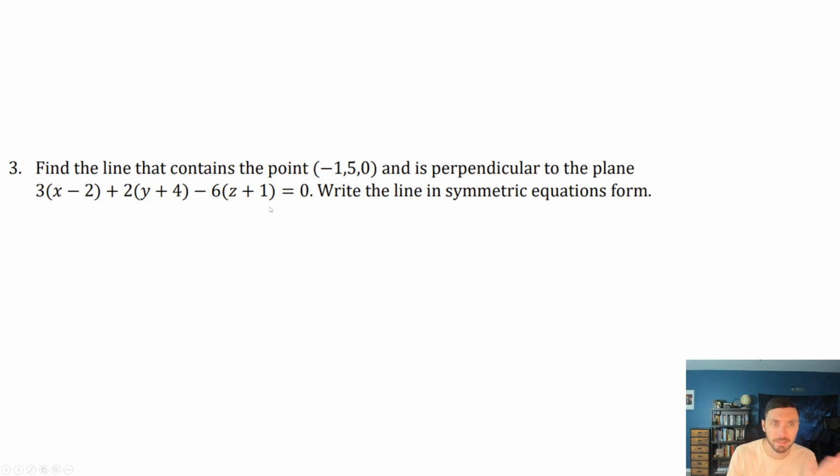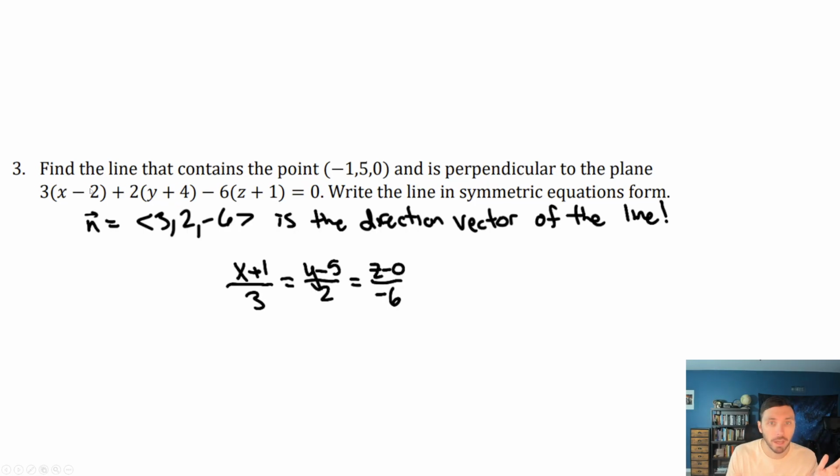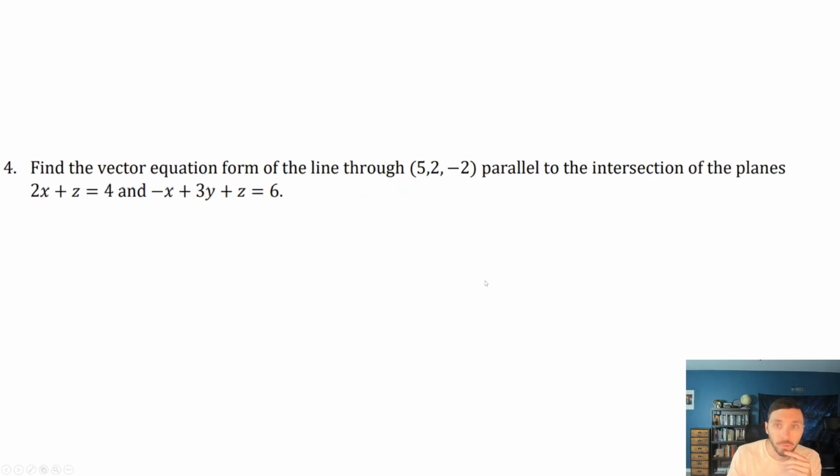3, 2, 1. It's not that bad. It's just more plug and play once you know the forms. So here's the thing, the normal vector is perpendicular to the plane, right? So when you're asked to create a line that is perpendicular to the plane, the direction vector that we use for this line is the normal vector for the plane because they're perpendicular. So I used that, plugged it into the denominator for the symmetric equations form, and then I had my point, x naught, y naught, z naught. Okay, so it's really just plug and play once you know what you're doing.